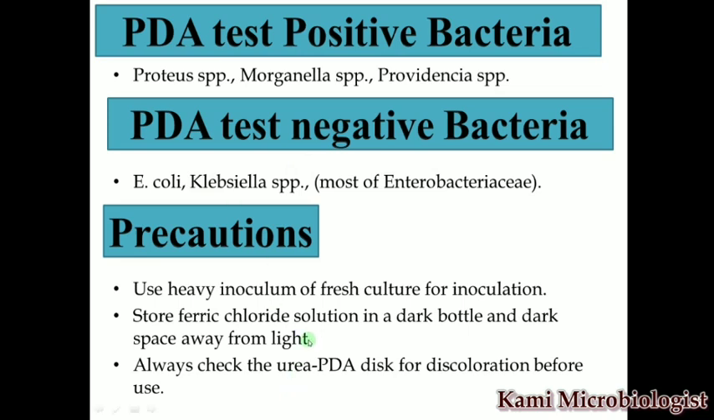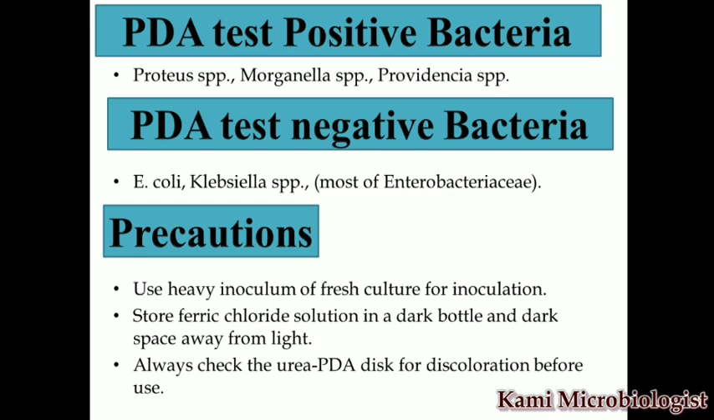Now the most important thing, that is the precautions. What will you do? The precaution is that you have to take heavy inoculum. Heavy inoculum is really important. Next, you have to store the ferric chloride solution in a dark bottle, in a dark space away from the light, otherwise there will be a reaction and the ferric chloride will not work.